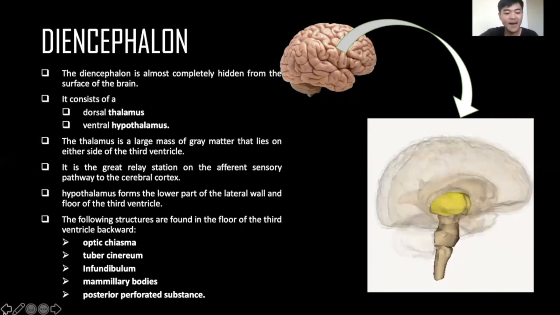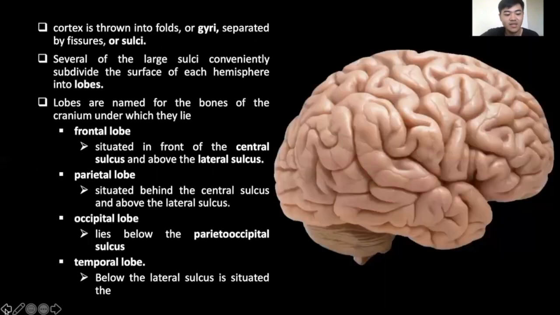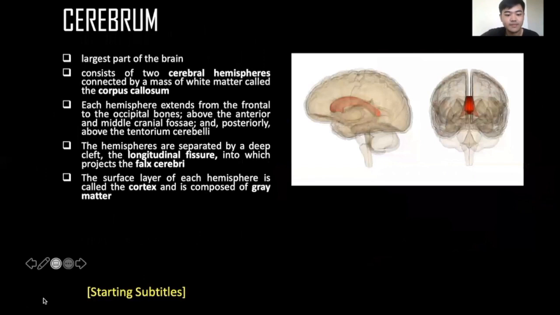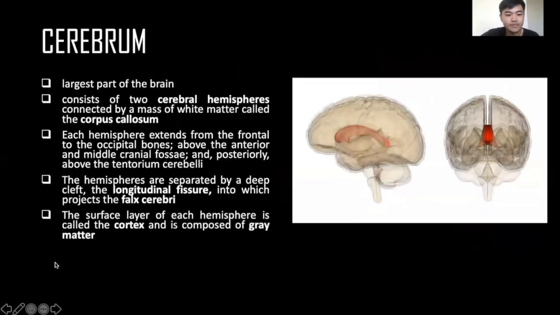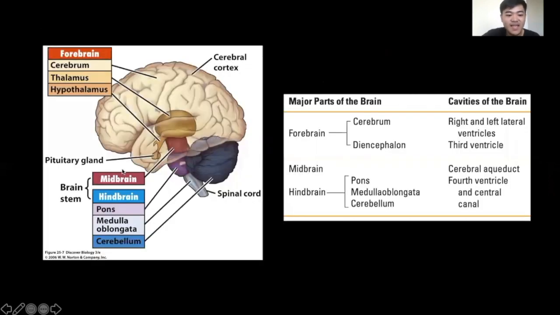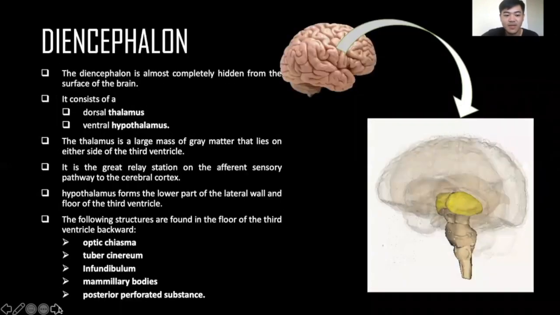So if we go back to our discussion about the divisions of the brain, we can see that the forebrain contains the cerebrum, thalamus, and the hypothalamus. So the diencephalon is composed of the thalamus and the hypothalamus. Okay, we go back now to our discussion.